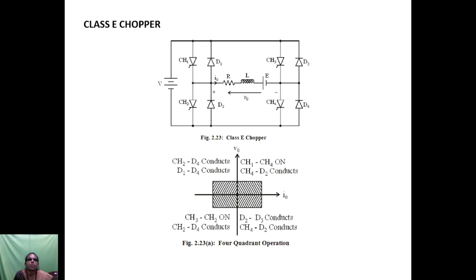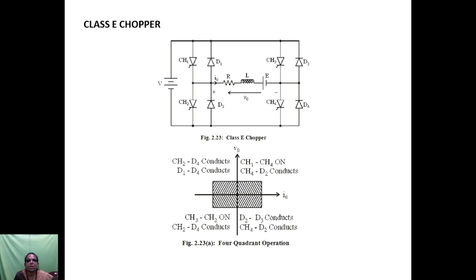Current will be passing through CH1, L, E, and CH4, and D2 is also conducting. So the current flows, and the output voltage V0 is obtained from the load. In that time, the current is positive and the voltage is also positive.